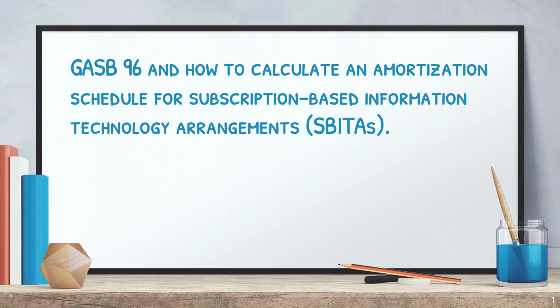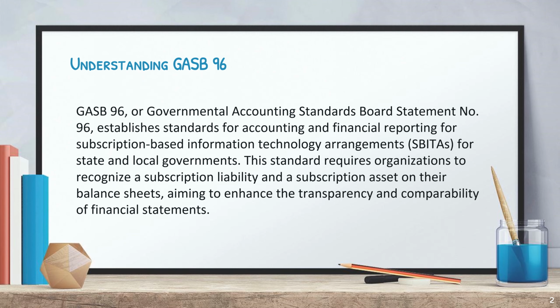Today, we're diving into GASB 96 and how to calculate an amortization schedule for subscription-based information technology arrangements, also known as SBITA. GASB 96, or Governmental Accounting Standards Board Statement Number 96, establishes standards for accounting and financial reporting for subscription-based information technology arrangements, SBITA, for state and local governments. This standard requires organizations to recognize a subscription liability and a subscription asset on their balance sheets, aiming to enhance the transparency and comparability of financial statements.